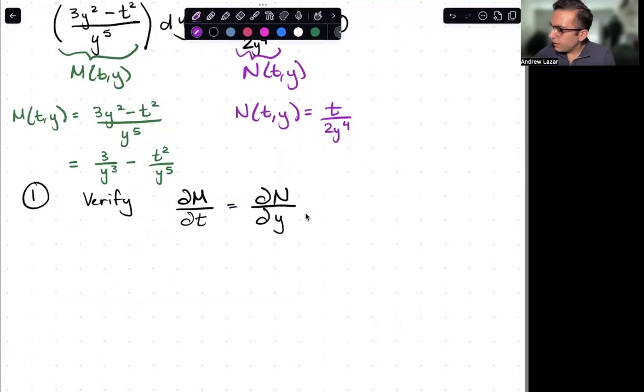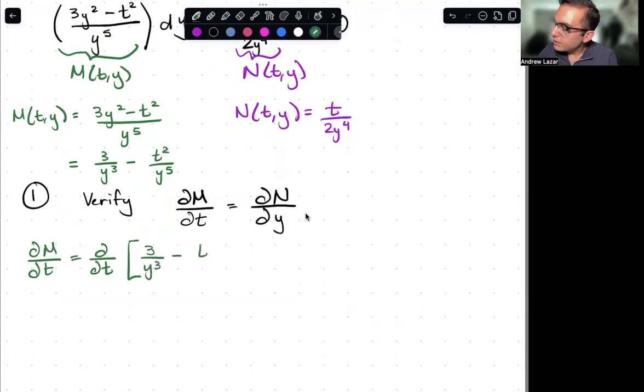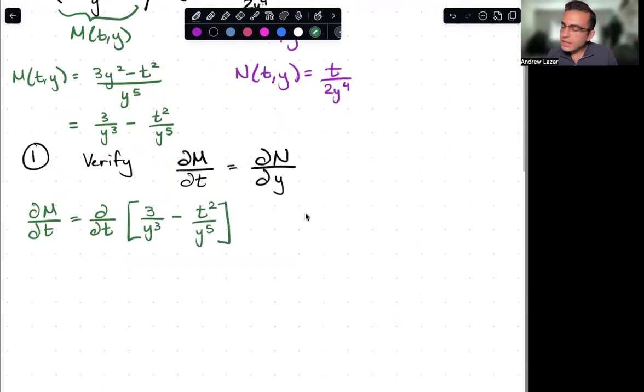So let's go ahead and verify that these two partial derivatives are equal to each other. So partial of m with respect to t is equal to the partial with respect to t of the function 3 over y cubed minus t squared over y to the fifth power. Now, when taking these partial derivatives, it's important to remember that since I'm differentiating with respect to t here, every single y term is viewed as a constant. So 3 over y cubed, that's going to be viewed as a constant. So when I take the partial of that, it will be 0.